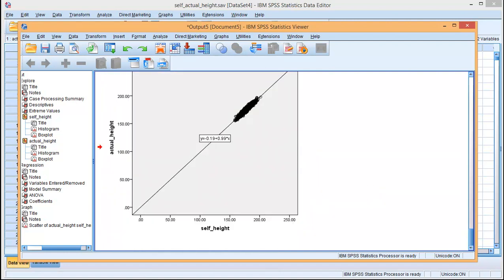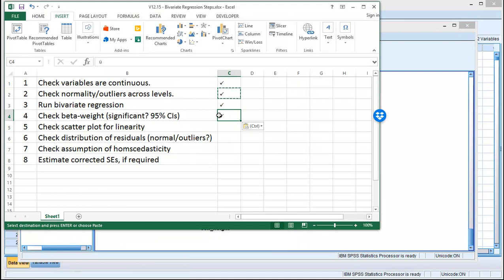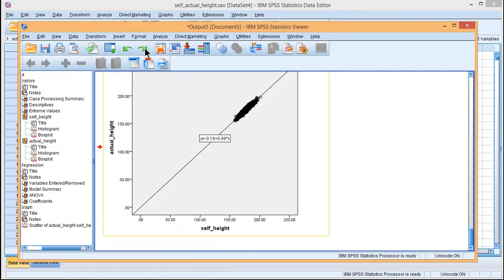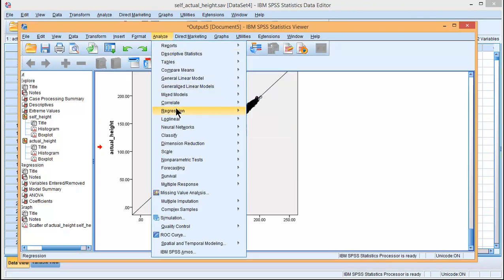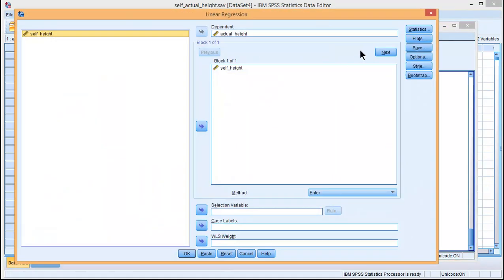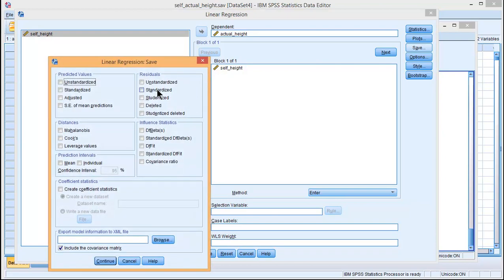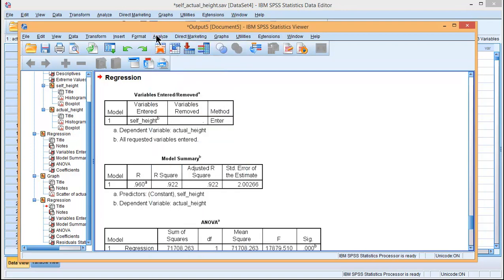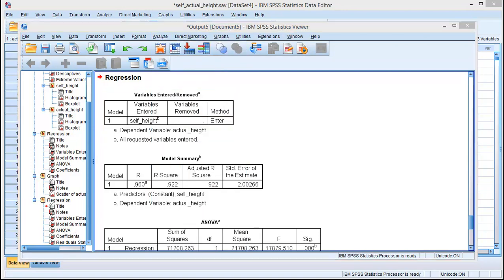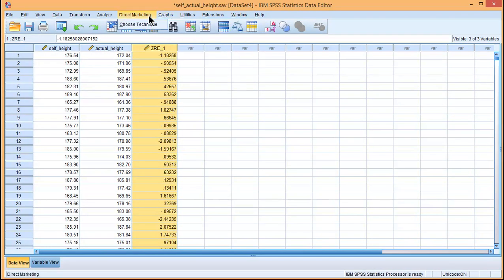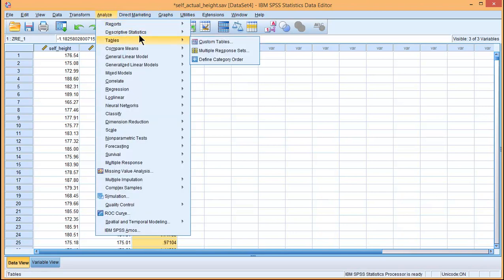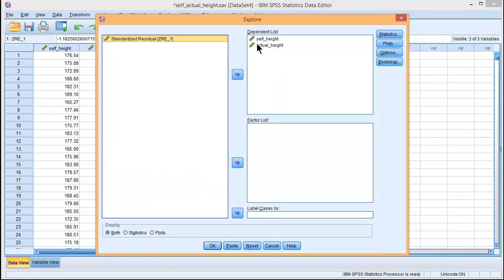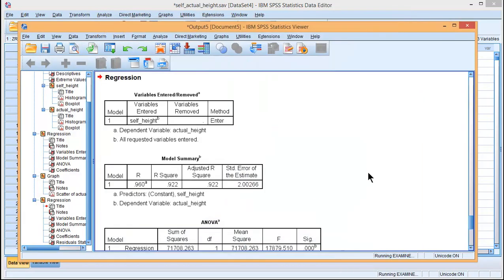Okay, so I've looked at the scatter plot. I think the effect is linear. I feel comfortable with that. And check for the distribution of residuals. I really feel like that's probably going to be the case. So I'm going to save the standardized residuals just to look at the distribution, look for some outliers. So that's created a new variable in SPSS right here. And I'm going to analyze those residuals to see that they're normally distributed and there are no outliers. I really don't think there will be. So let's look at that.